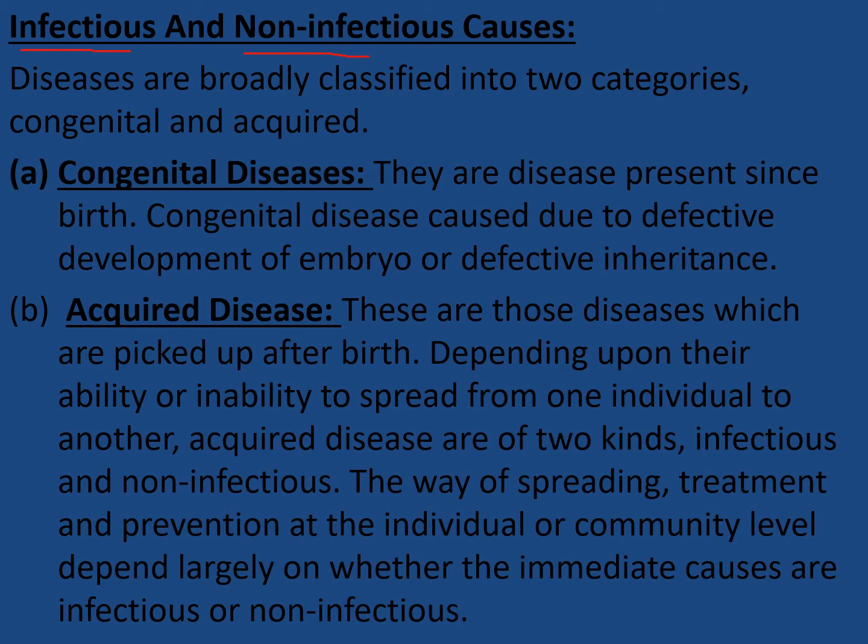Diseases are broadly classified into two categories: congenital and acquired diseases. Congenital means from birth. The diseases which come from birth are known as congenital diseases. And acquired means after birth, which come from our environmental factors or from other sources. These are known as acquired diseases.